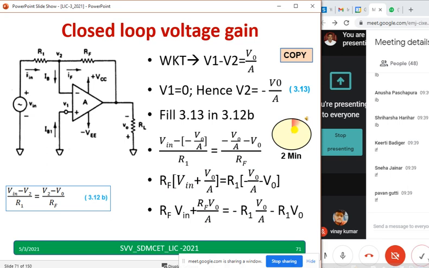What you have done? V1 equal to 0, hence V2 will become minus V0 by A. And this V2 equal to minus V0 by A, we have substituted in Vin minus V2 by R1 equal to V2 minus V0 by RF. In this we have substituted. Just we have simplified 2 steps.